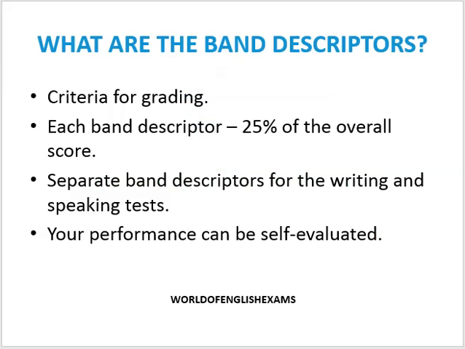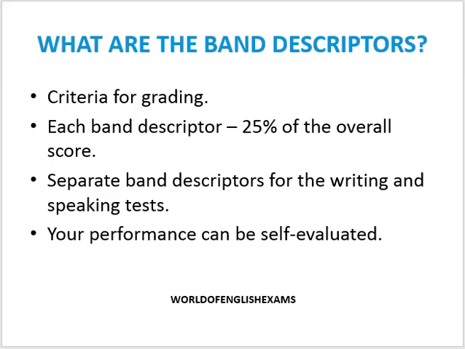So, what exactly are band descriptors? As you might be aware, the IELTS score is calculated in bands. You don't get marks, but the score is given in the form of a range, which is called a band. There are 9 band points which can be given to you, and half band scores are also allotted. So the band ranges from 0 to 9. These band descriptors are basically the criteria for grading, and each band descriptor shown here amounts to 25% of the overall score.